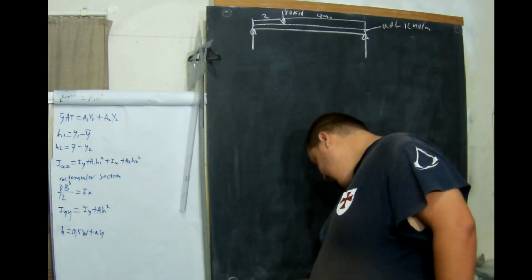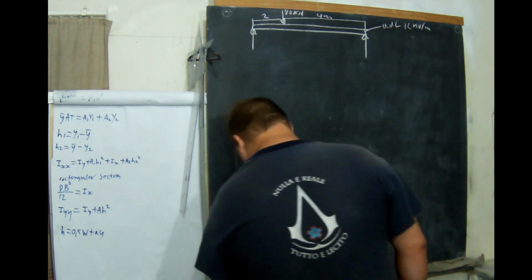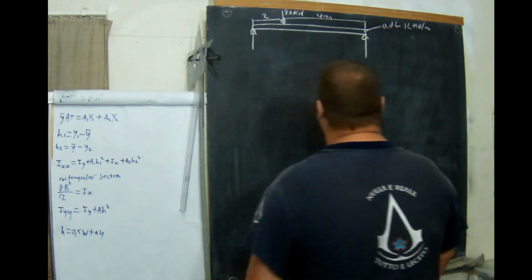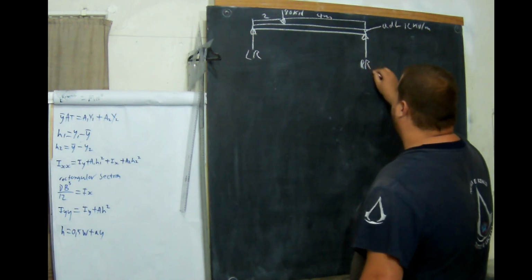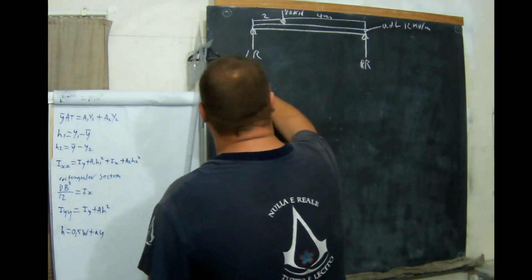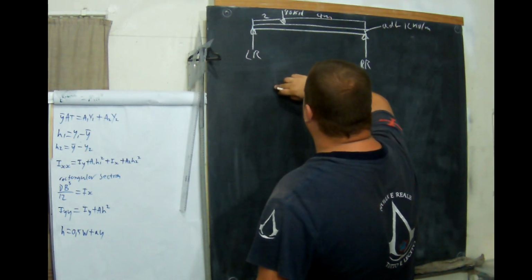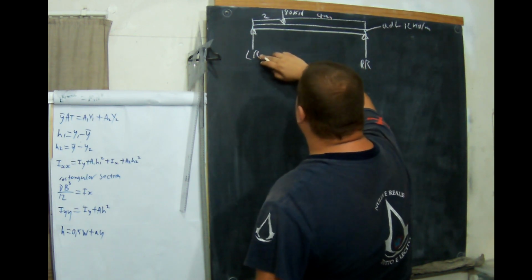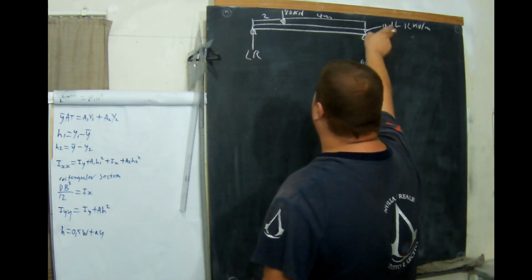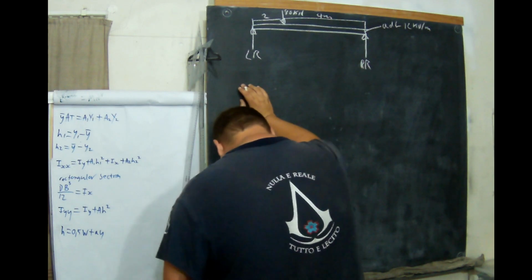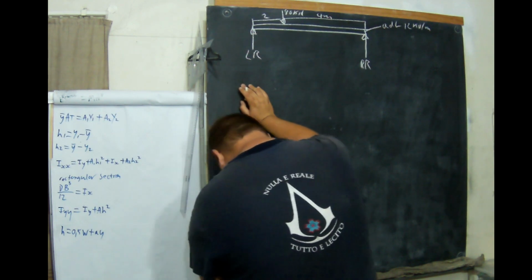Okay, first things first, we're going to calculate the supports. So, this is LR, and that's RR. Now, we're going to calculate our reactions. Anti-clockwise is going this way, and our clockwise is going that way. So, we're going to take a moment about the right-hand reaction.